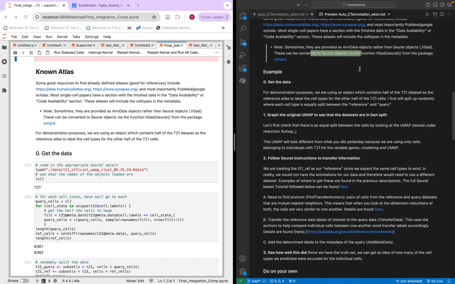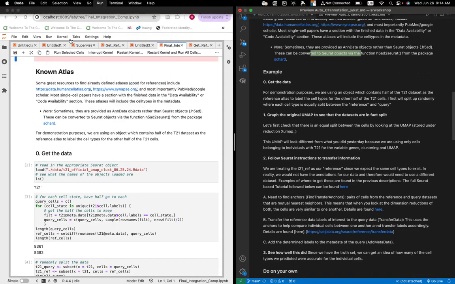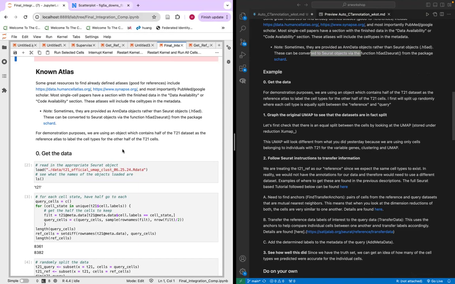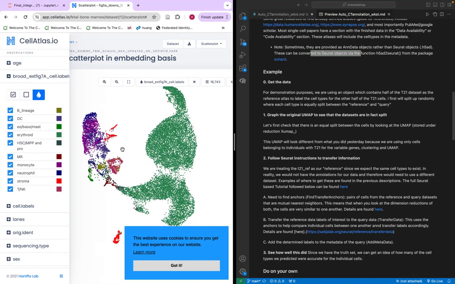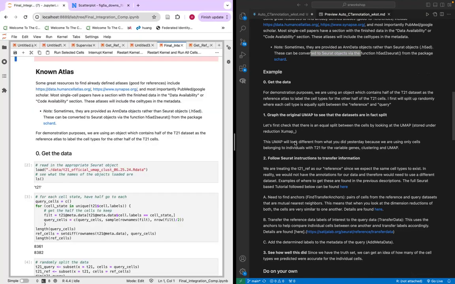But in this case, for demonstration purposes, we're actually going to use that data set that already exists, that Jesse and you guys did earlier. Because we have the actual atlas from which that data originates, we're going to be able to use their UMAP and their clustering to see how accurately these tools can map and identify these clusters if we already know what they are.